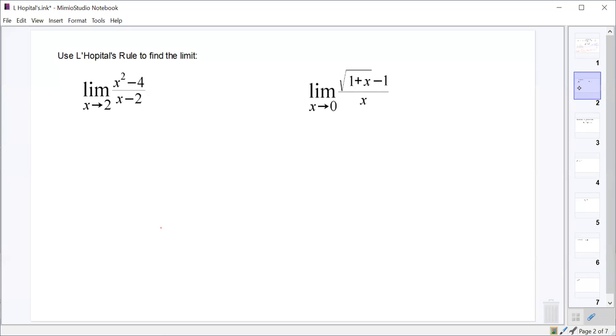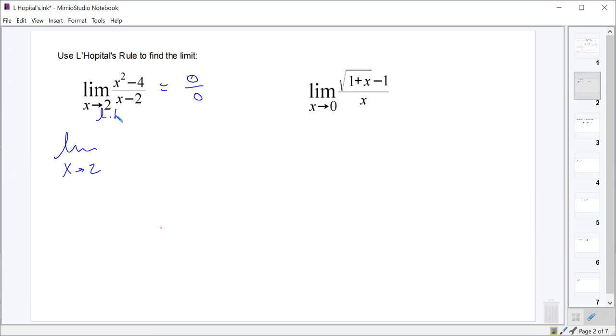Before we use L'Hopital's rule, what's the first thing we should do? Plug it in. Plug in 2, what does that give us here? 0 over 0, indeterminate. So we should make this now a limit as x approaches 2.